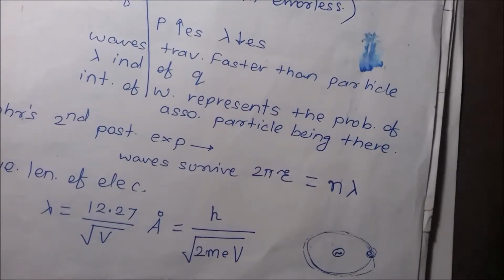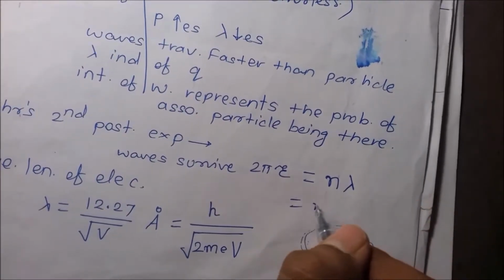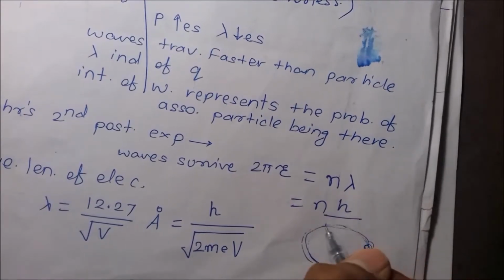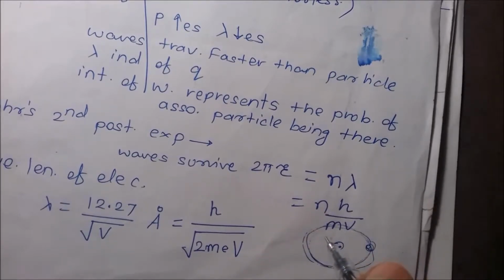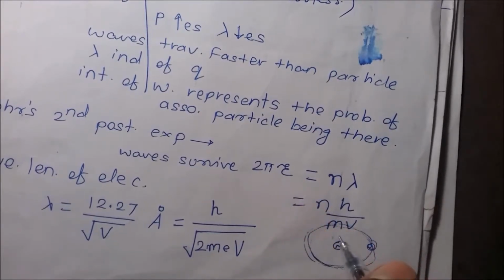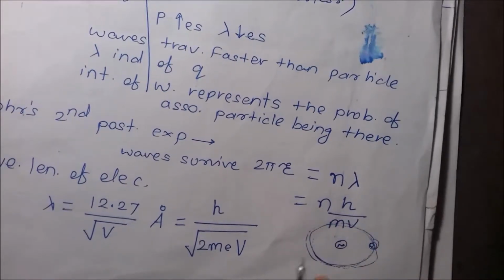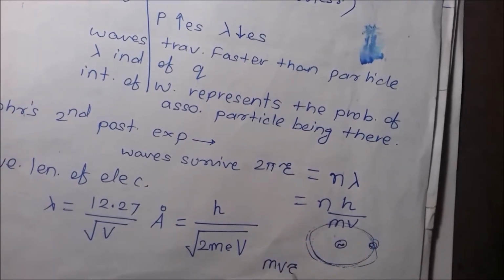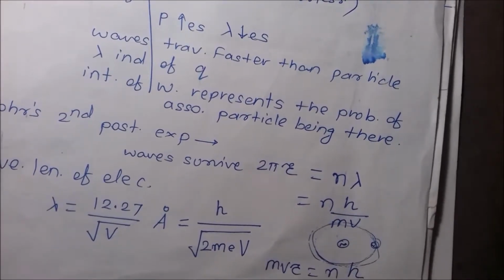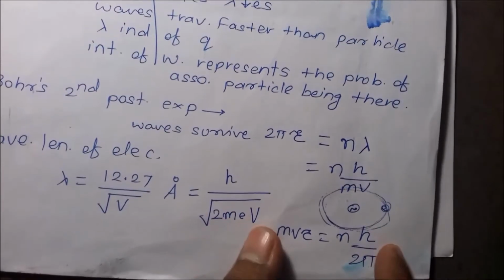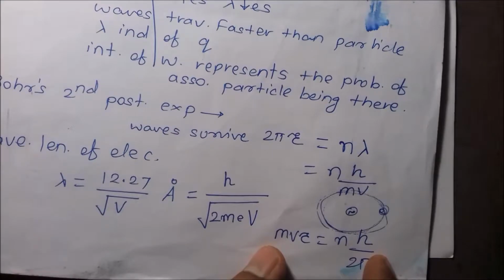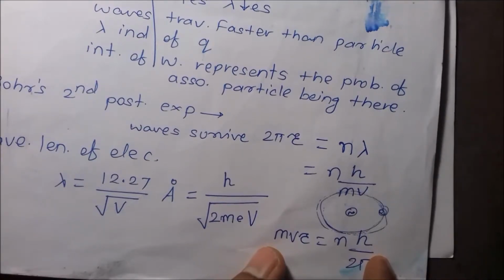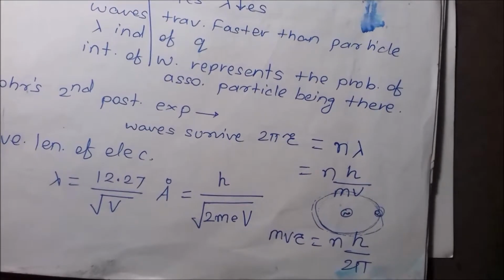Lambda is wavelength of electron. So I can put lambda as n into h upon mv. If I shift mv at left hand side, and r and 2 pi at right hand side, then this becomes mvr is equal to nh upon 2 pi. So this is exactly the Bohr's equation. We can find out Bohr's postulate from de Broglie hypothesis.